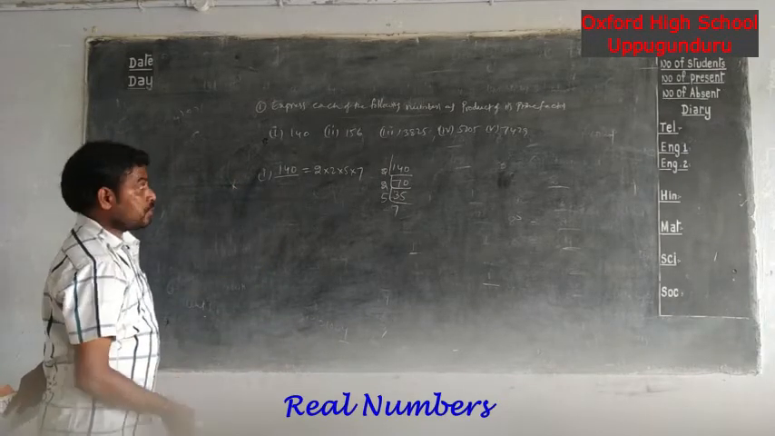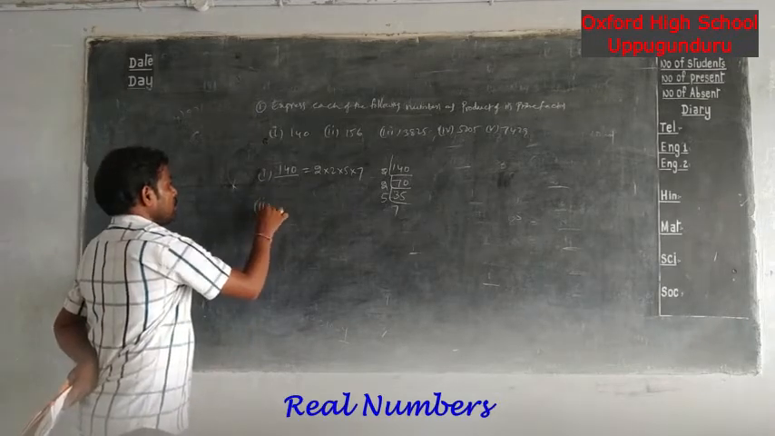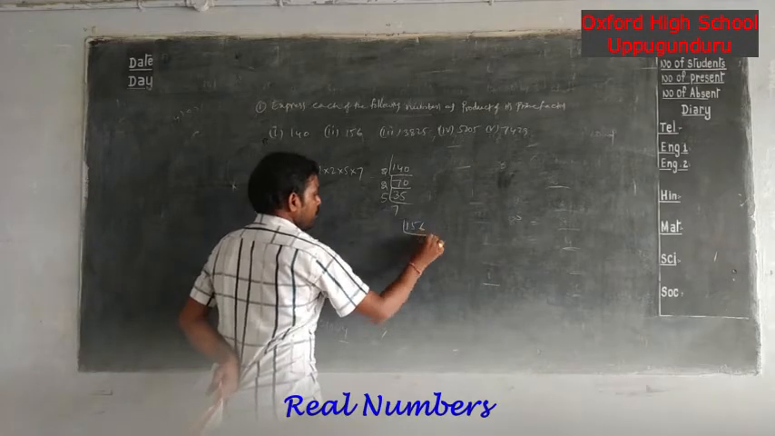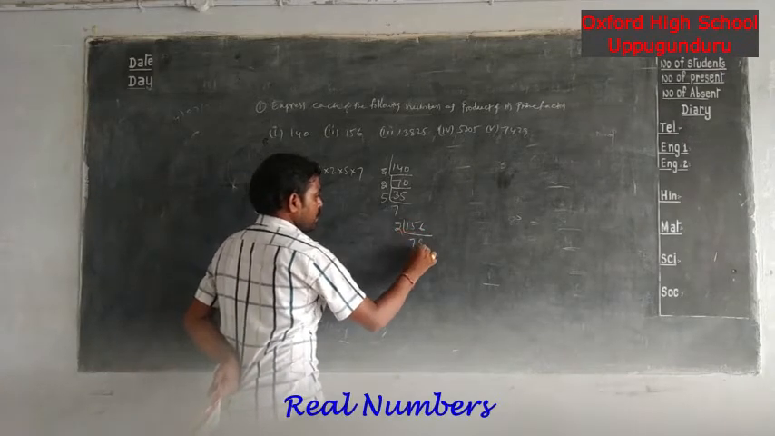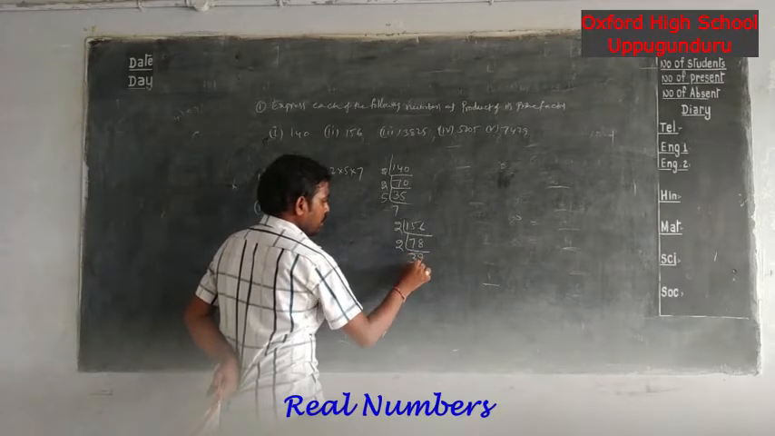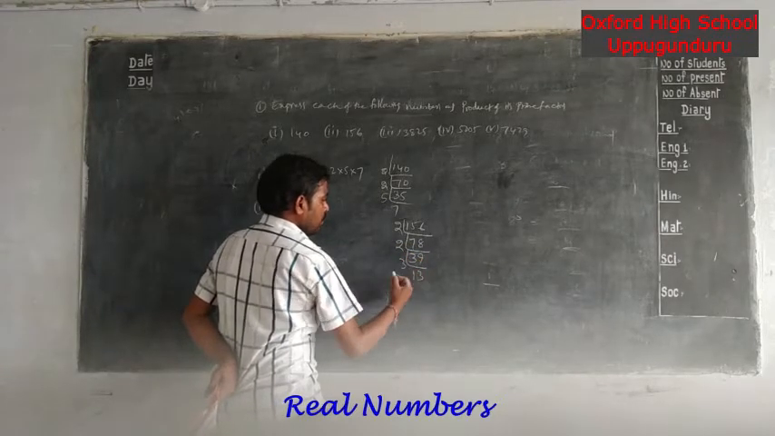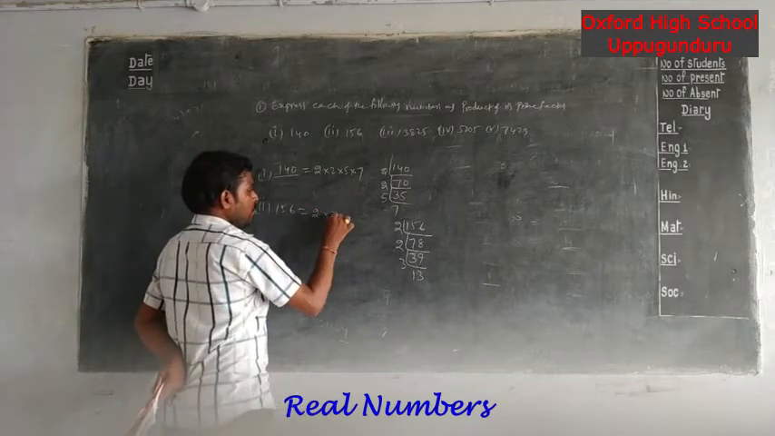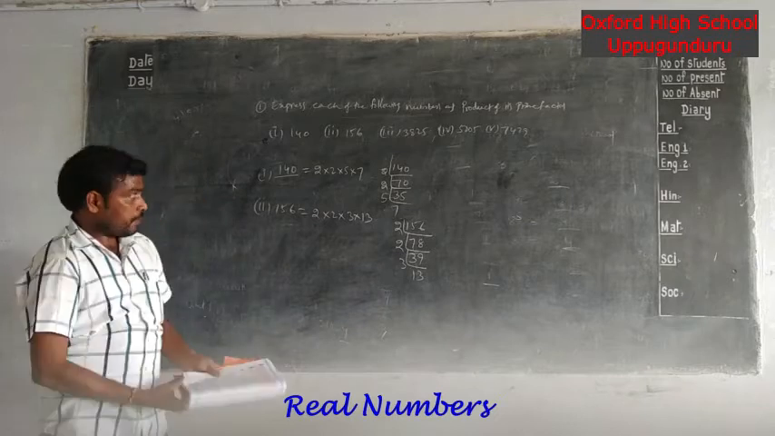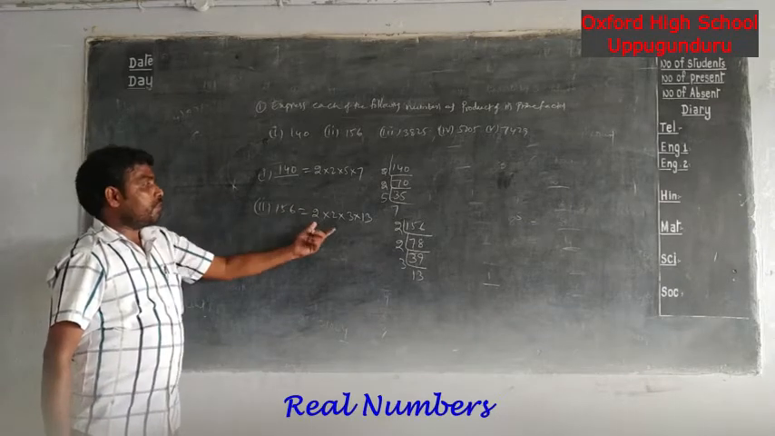Product of prime numbers. Similarly 156. This also you have to divide only with prime numbers. 2 7s are 14, 2 3s are 6, 1 is the remainder, 2 9s are 18, 3 1s are 3, 3 3s. So 2 into 2 into 3 into 13. This is the prime factorization of 156.